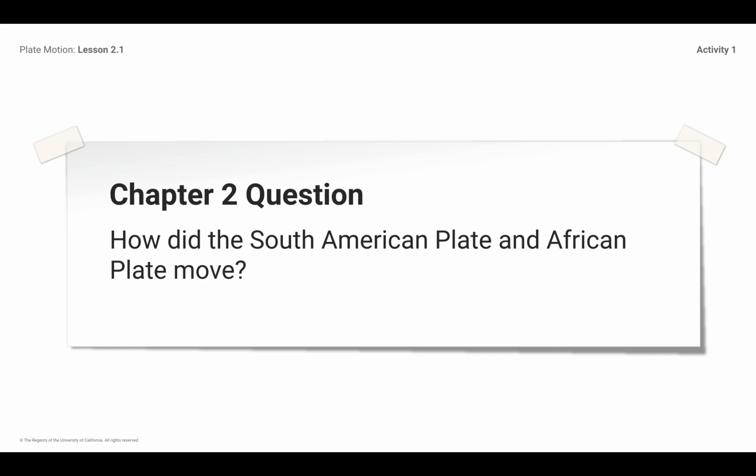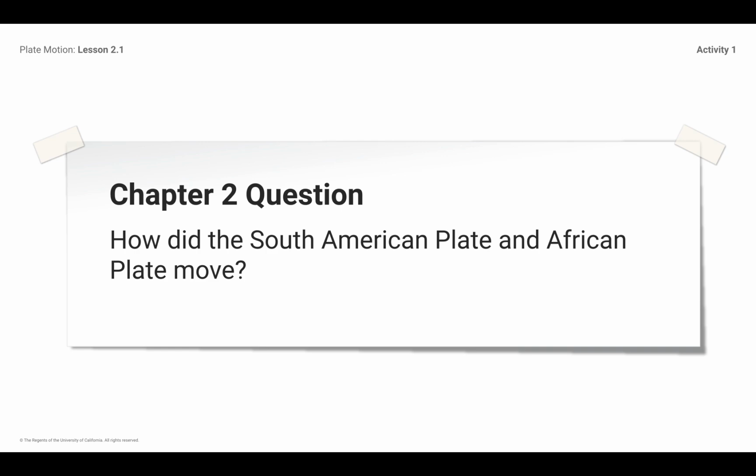And in class we were talking about, well, they moved apart, or they moved away from each other, so that's divergent. But I think what you really need to understand is this question is not just asking a very simple, how did they move? They moved divergently. That's not what it's asking. It's asking, ultimately, how are those plates moving, or what is causing the plates to move?